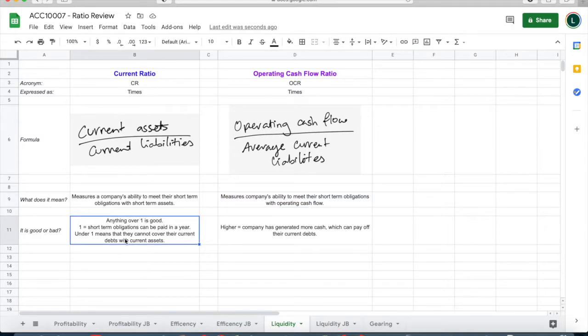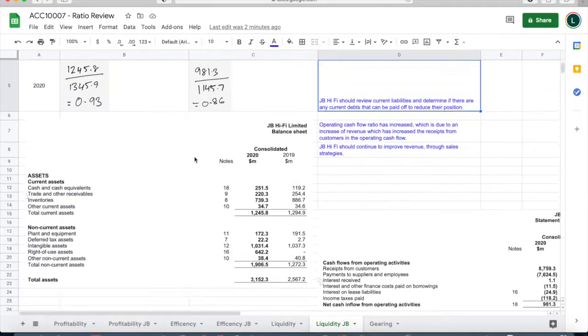With our current ratio, anything over 1 is good. What does that actually mean? It means that our short-term obligations can be paid within a year. Anything under 1 means that they cannot cover their current debts with current assets. So you really want to aim for a ratio over 1. Again, you would be comparing to your industry averages, but in potential exam conditions, you're not going to be able to research, so the rule of thumb is 1 for current ratio. Operating cash flow, basically the higher the better. The higher it is, it means that the company has generated more cash, which it can use to pay off their current debts. So let's jump into our JB Hi-Fi.